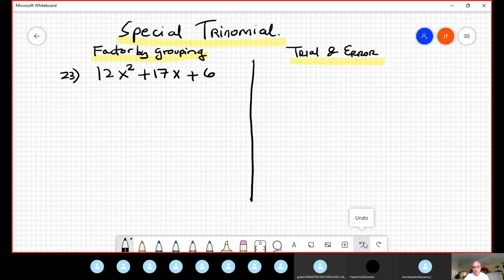Okay, so we have two methods for doing the factorization of this trinomial. The first one is called factorization by grouping. It's similar to the grouping we studied before. And the second is trial and error. So do you need to do them both? No. Depending on the problem, it's better to do it by grouping or by trial and error.